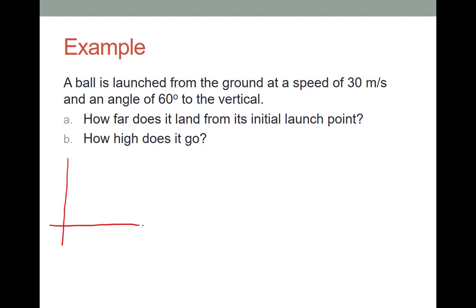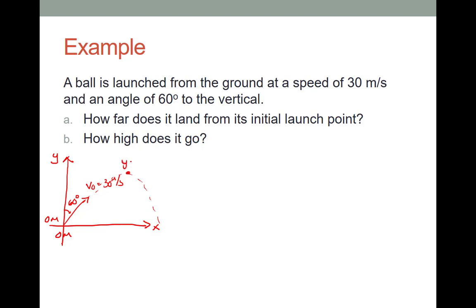Begin by drawing our picture. We are told a ball is launched from the ground at an initial velocity of 30 meters per second with respect to the vertical. So our 60-degree angle is here. I'm going to let the ground be 0 meters and the launch point be 0 meters. This projectile is going to go up and come back down.